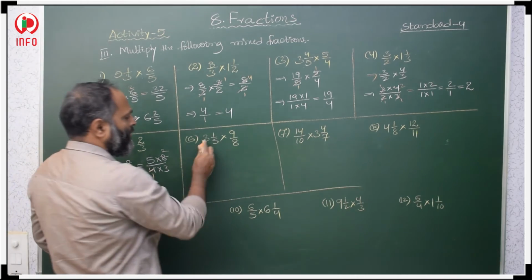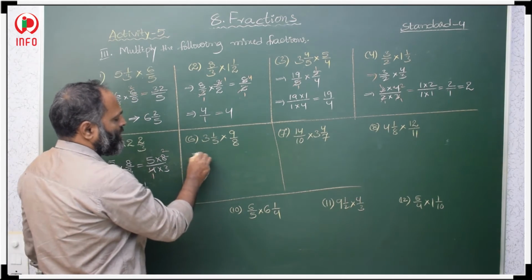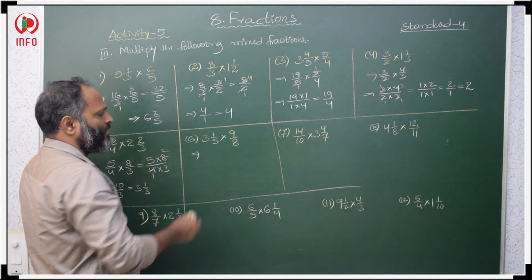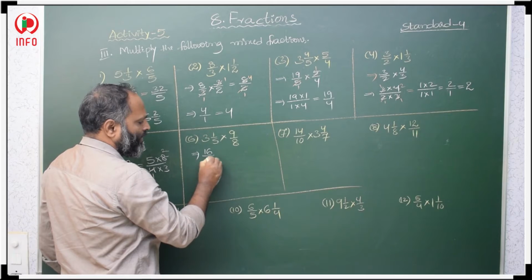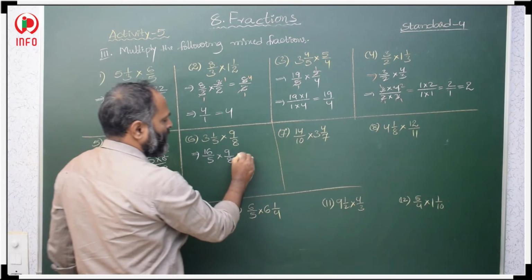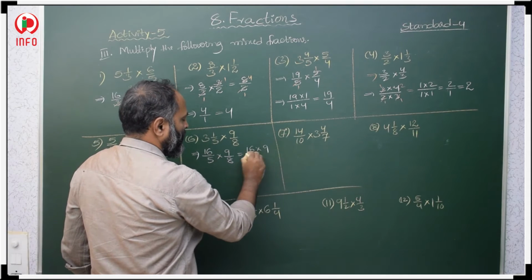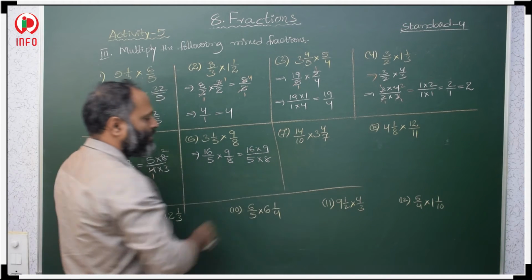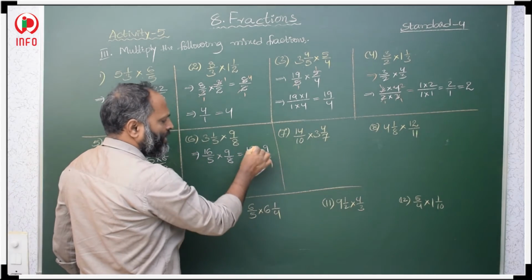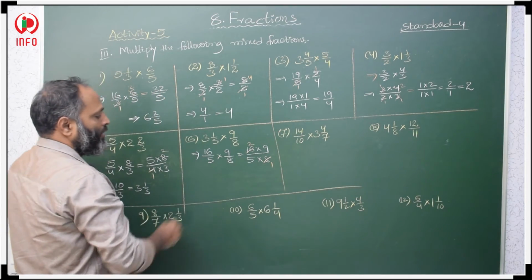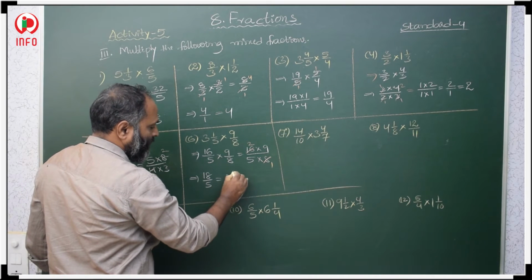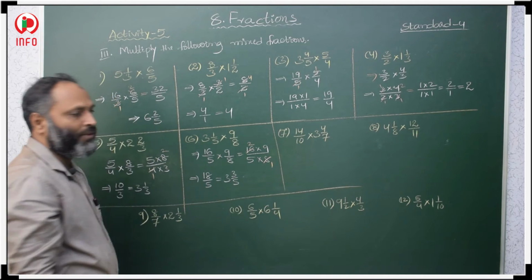Next, this is in improper fraction. 5 3s are 15, 15 plus 1 is 16, 16 by 5 into 9 by 8, that is 16 into 9 by 5 into 8. Now, these two have common factor 8, 8 ones are 8, 8 twos are 16. Now, 2 9s are 18 by 5 ones are 5, that is 3 3 by 5 in mixed fraction.